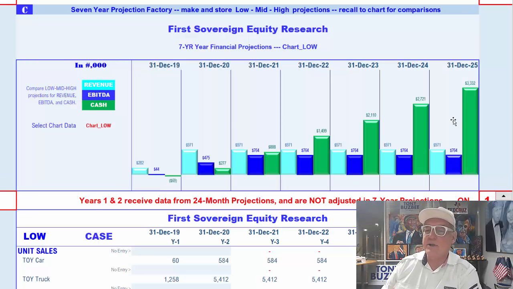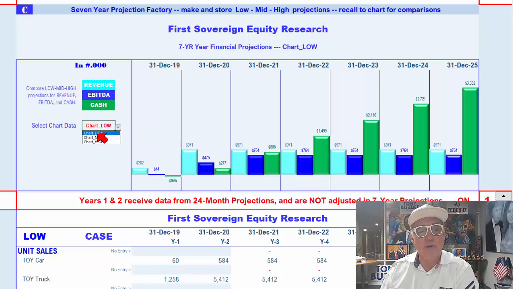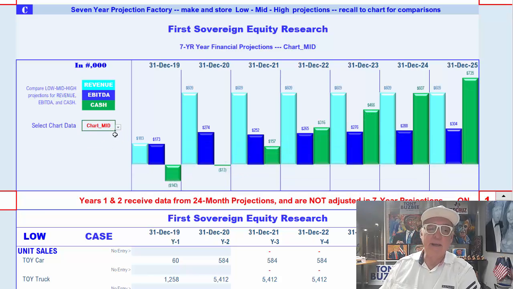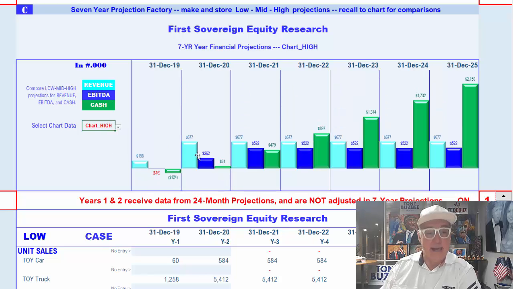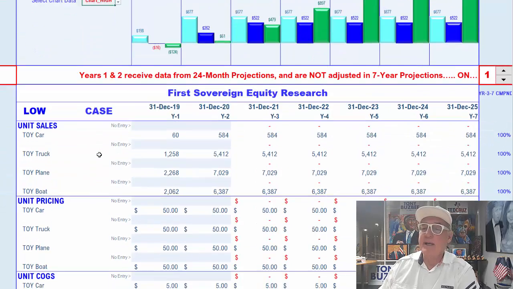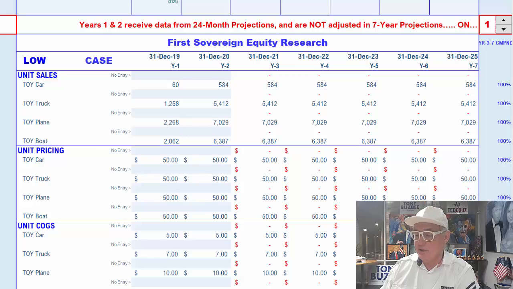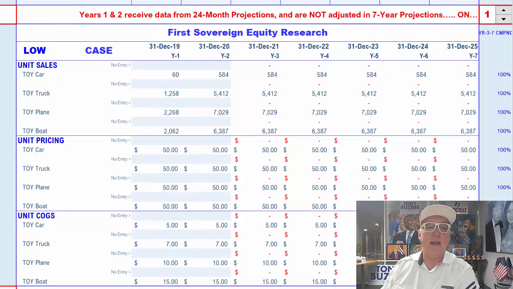One of the things we have here is a nice little chart. And remember, we have low, mid, and high cases. And so this gives you a chance, once you get it all put together, to just look at what it is. So here are the revenue and the EBITDA and the cash. We got a little drop-down box here. Where are we going to chart the low? That's what's showing. We can chart the mid. Bingo, you see you got a little bit of a loss there. And here's the high chart. Now we're going to get into the real meat. So I'm going to scroll this up, and there we are.